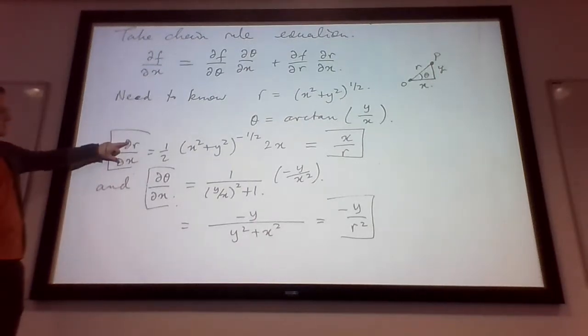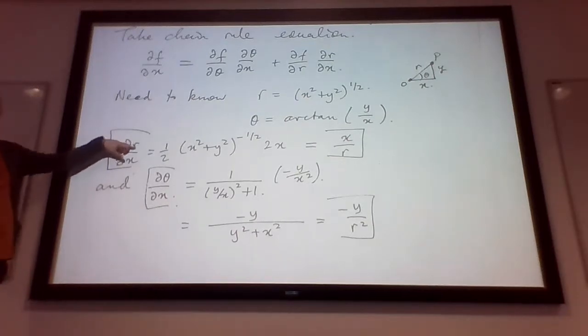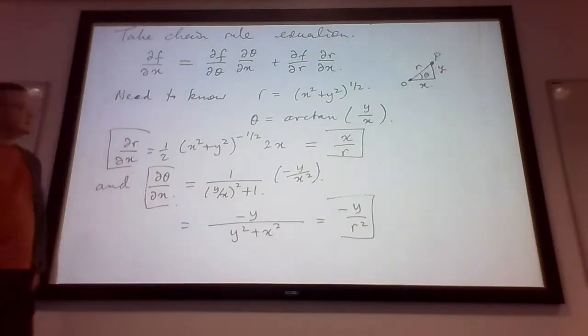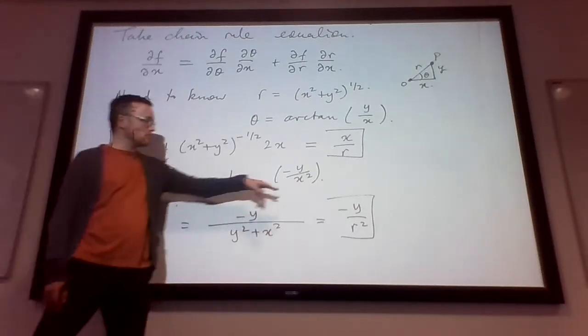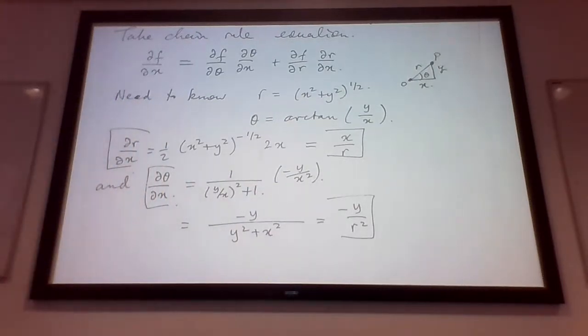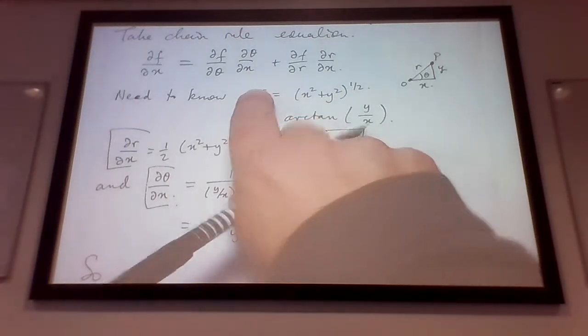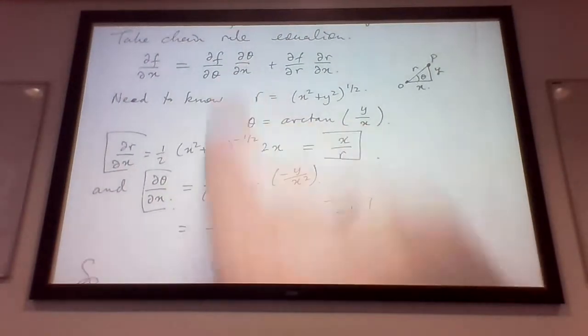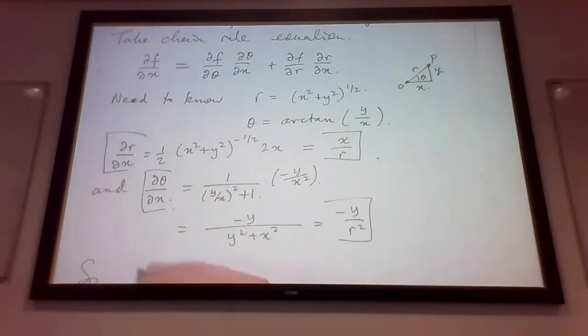Okay, so we have these partial derivatives here, as simple as we can make them. dr/dx is x over r. dθ/dx is minus y over r squared. So we can return back to our first chain rule equation and substitute those in. So my quantity df/dx will be minus y over r squared df/dθ plus x over r df/dr.